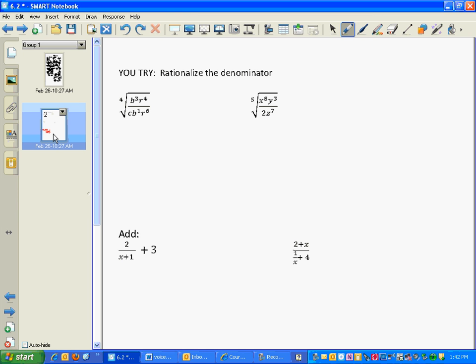All right, let's try this. So this is all about rationalizing your denominators. How do I know that I need to rationalize it? Because I gave it to you in root form. I didn't give it to you in fractional exponents. Do you understand that? So when they're in root form, you're going to have to rationalize your answer.